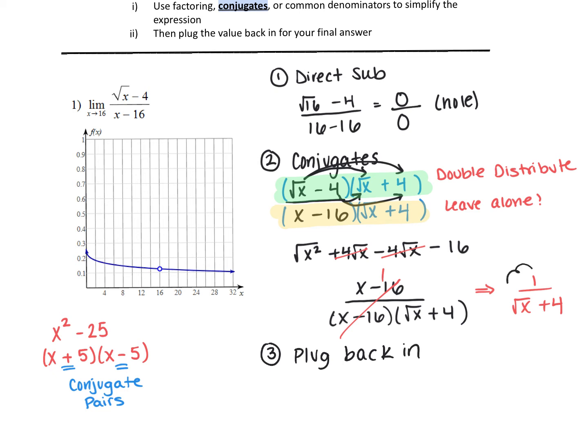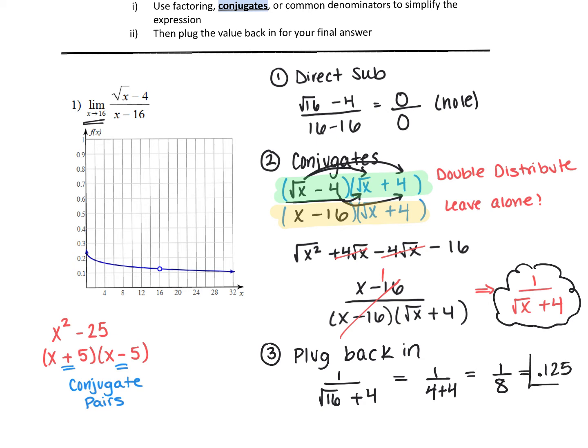So we're going to plug it back in to this. And now we're going to plug in 16. So 1 over the square root of 16 plus 4. We know the square root of 16 is 4, and 4 plus 4 is 8. So 1/8 is approximately 0.125. So that, or 1/8, is between 0.1 and 0.2. So the limit from the left equals the limit from the right.